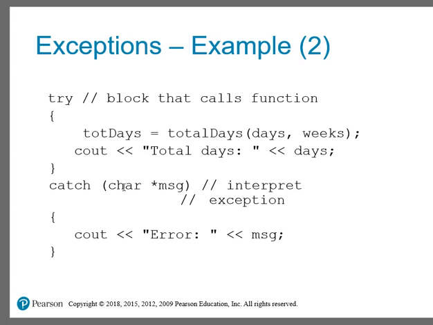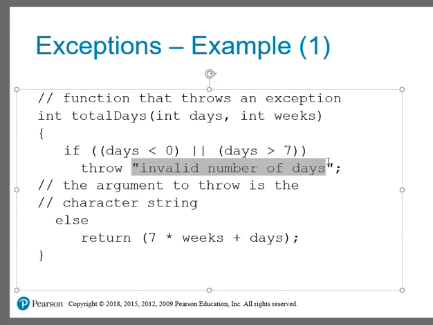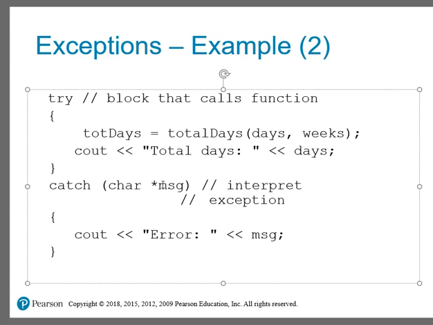This asterisk here is indicating that it's a pointer to a message, and that's just the way that it's being sent in, and it's going to output that message. Whatever you have back on the previous one, this invalid number of days, is going to be thrown. That's the message that will be brought in here, and then it will be printed out.